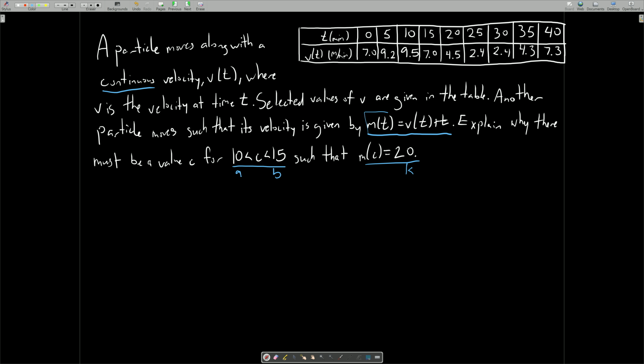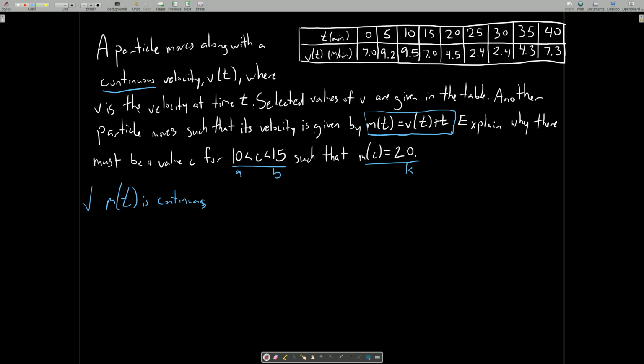So first, what does this m of t mean? Let's figure it out. First, note that v of t is continuous, and all you're doing is adding a number t to v of t. So m of t is also continuous. It's a continuous function, because the problem specifically states that. So that's condition number 1.